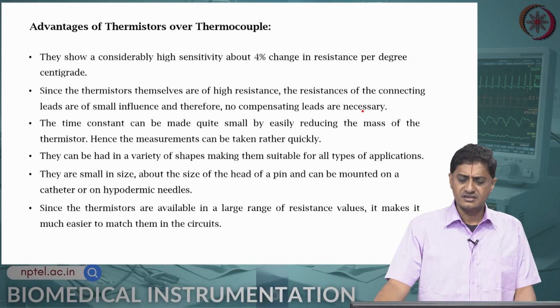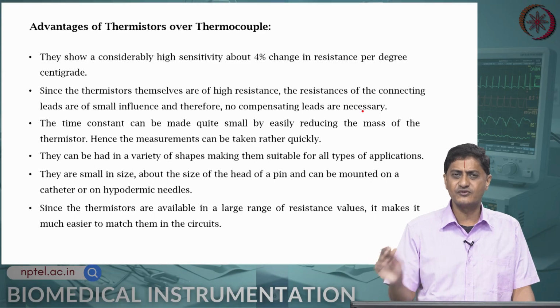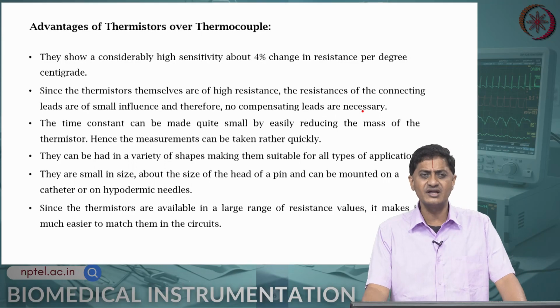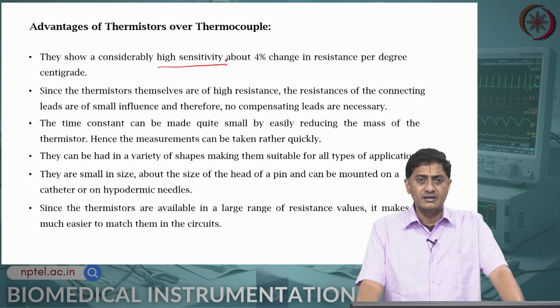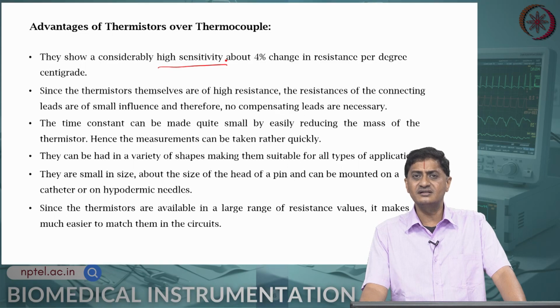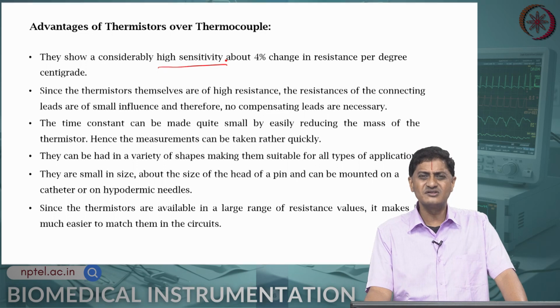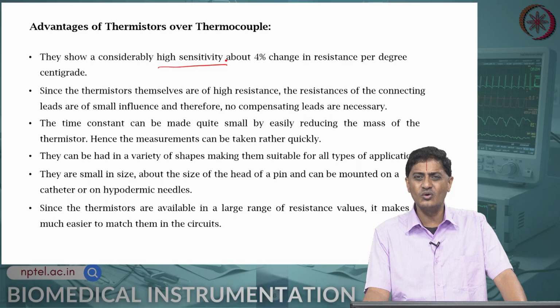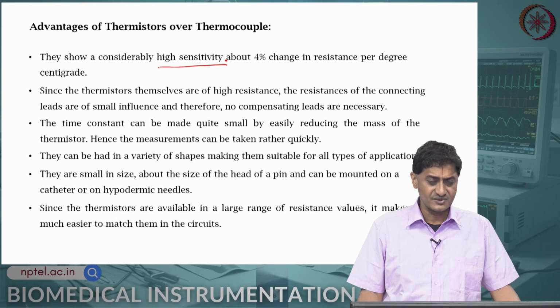The sensitivity is about 4% change in resistance for 1 degree Celsius change in temperature. It is a very, very high sensitivity. Thermistors usually have high resistance. So, the resistances of the connecting leads, the cables that you use to connect them, do not have a great influence on the temperature measurement or the resistance change. So, no need to have compensating leads in thermistors.